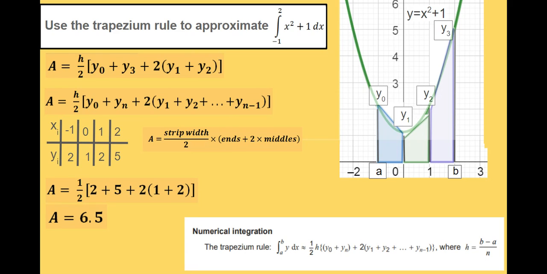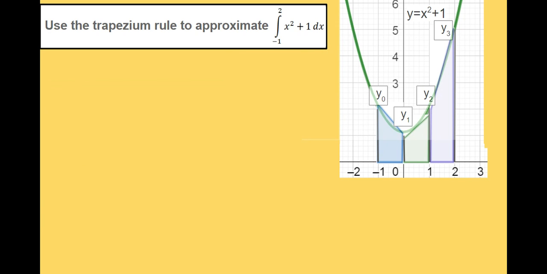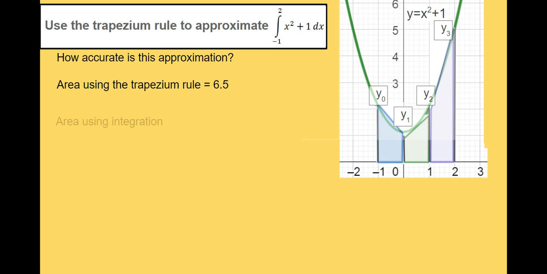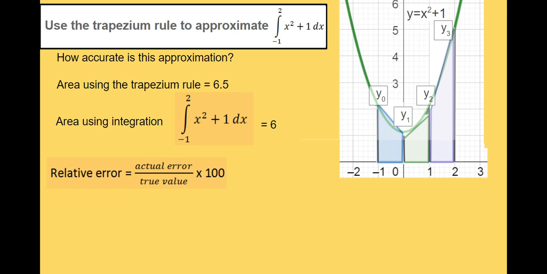Now, not quite finished. Let's just have a think about the accuracy of this. So what's the relative accuracy of it? How accurate is it? We've just worked out the area, and we can also work out the area using integration. So either work it out by hand or on your calculator, and you get a value of 6 square units. So the actual error is 0.5 out of 6 units, which gives us a meaty 8.33%, which is quite an error.